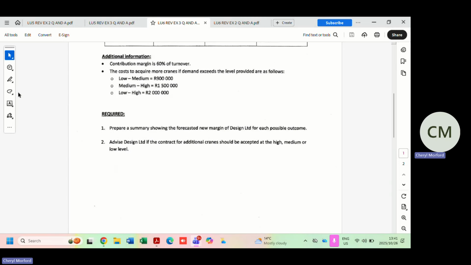We want a summary showing the forecasted, and remember, it must be forecasted because we're dealing with the future, and with the future comes uncertainty. So it's just the expected or the forecasted new margin for the company, and it says in each possible outcome. So we need to determine what the possible outcomes are and then get ourselves set up doing a calculation to find out what the margin is going to be.